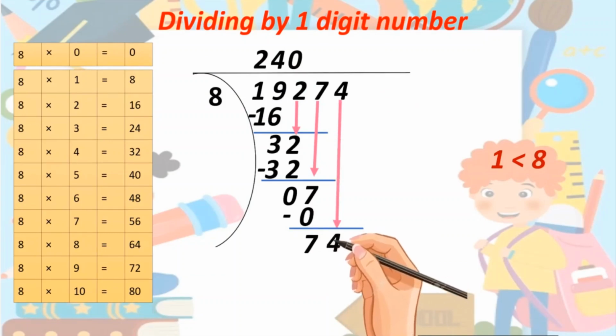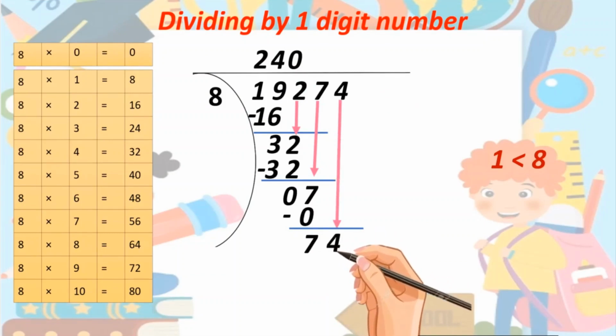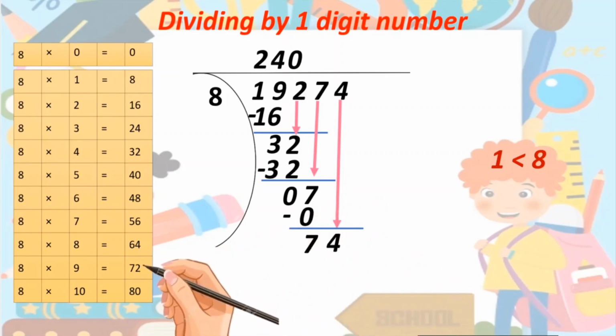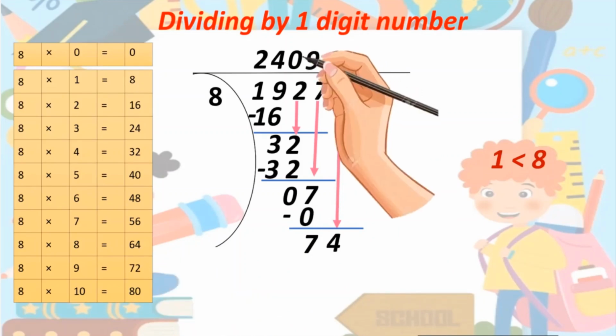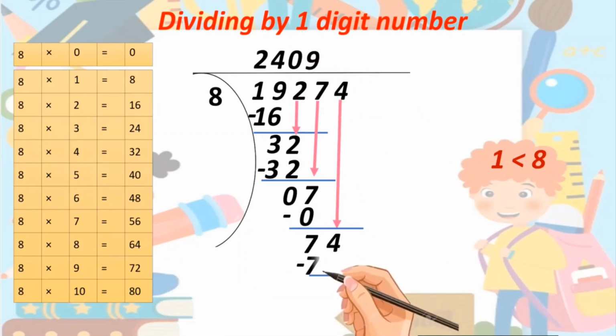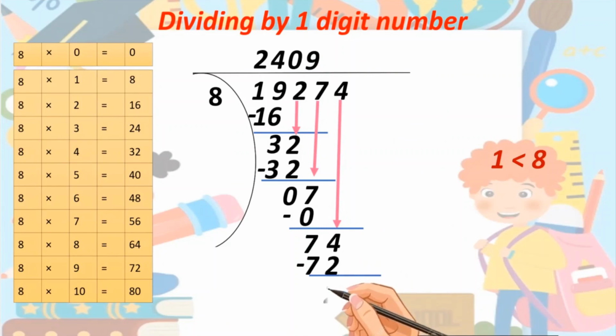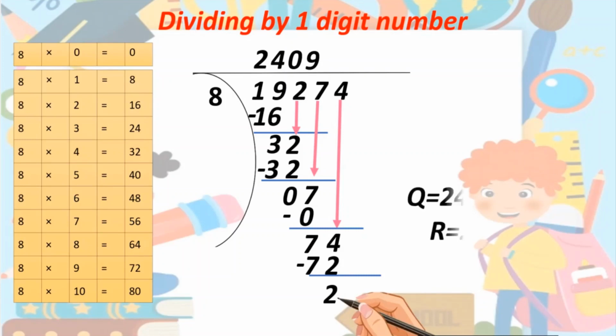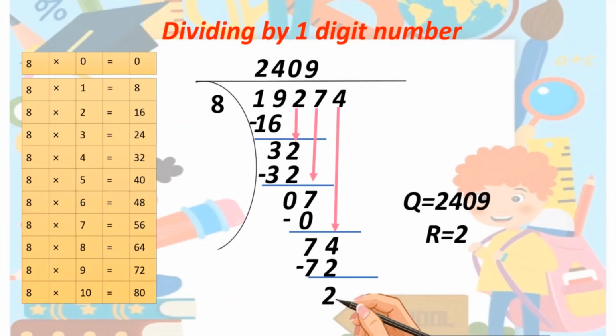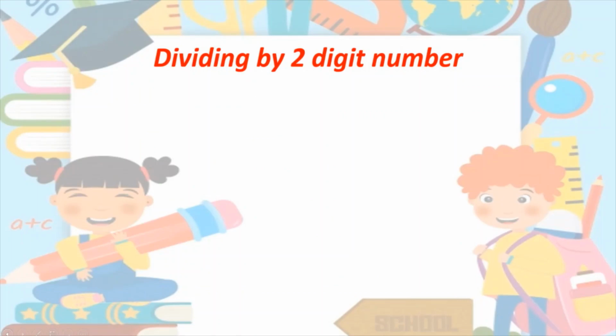Now we bring the next digit and write it as 74. Look into the table of 8 and we find 8 nines are 72, which is nearest to 74 and also less than 74. So we write 72 here and the remainder we get is 2. So the quotient is 2,409 and remainder is 2.